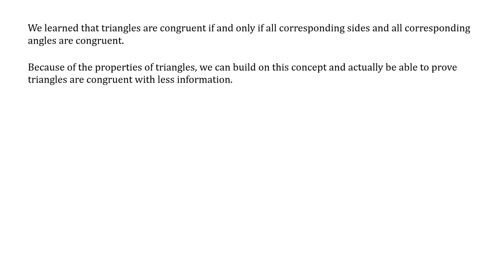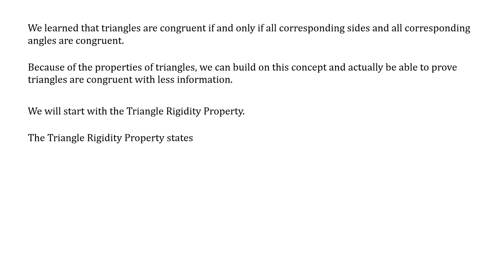Okay. So like I said, we learned last week that triangles are congruent if and only if all the sides and all the corresponding angles are congruent. So we need to have all sides congruent and all angles congruent for the triangles to be congruent. From that, we're able to build on some properties and postulates to help us simplify triangle proofs.